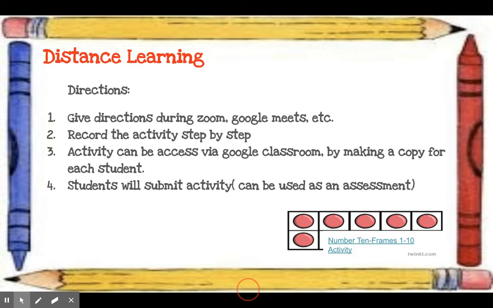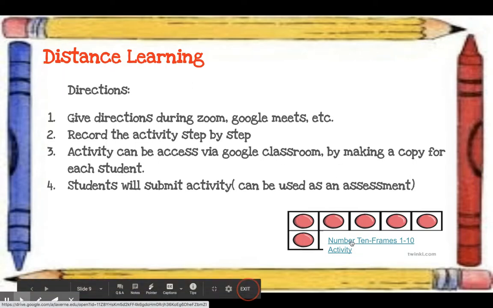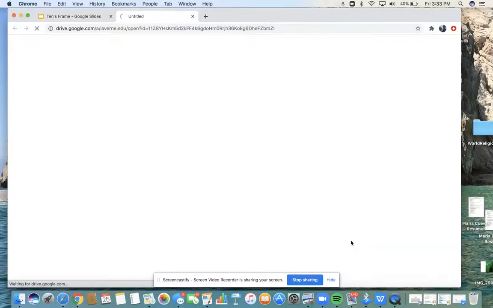Before you give them this activity, make sure you make a copy for each student, because if you don't, you're not going to have an individual assignment, and you won't know who turned in what. Once the students submit this activity, it can be used as an assessment, and you could go back and see how many numbers they were able to do, and that'll help you for your next lesson. I'm going to go on to the link so you can see how it looks.